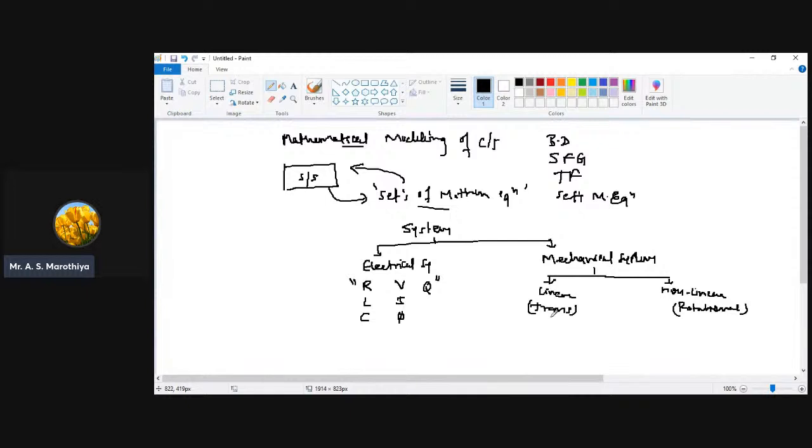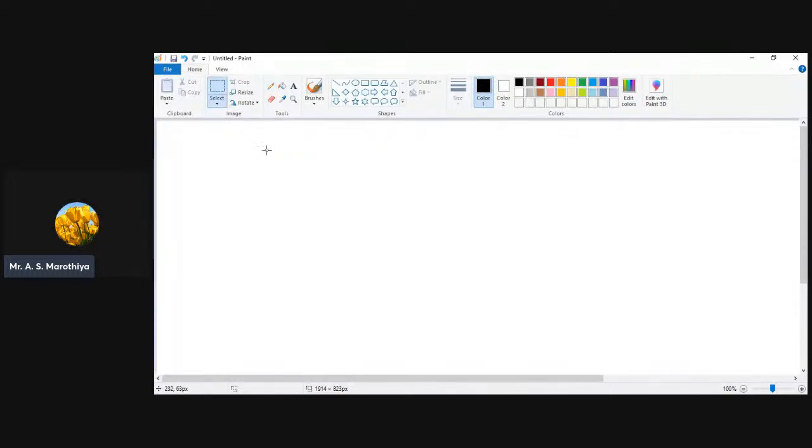And the answer for this is, in case of translatory motion type mechanical system, we have mass indicated by symbol m. Then we have force indicated by symbol F. Then here we have damping coefficient indicated by symbol B. Then spring constant indicated by symbol K.